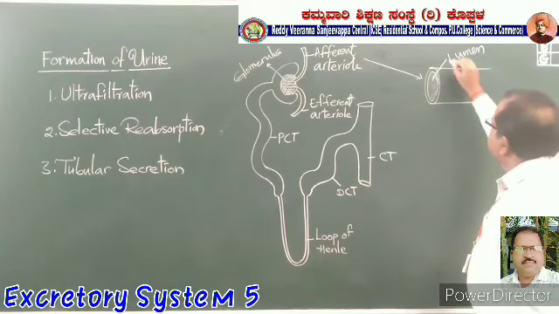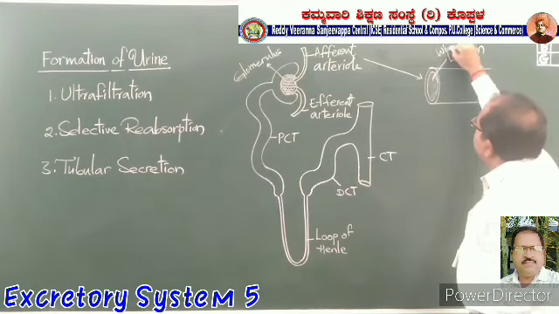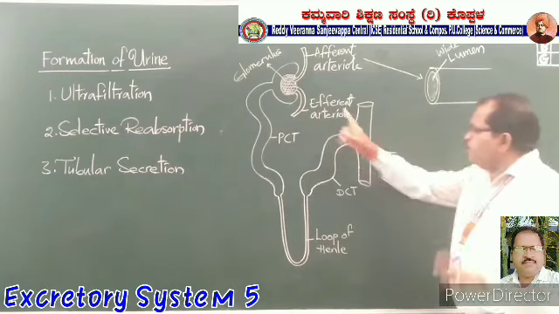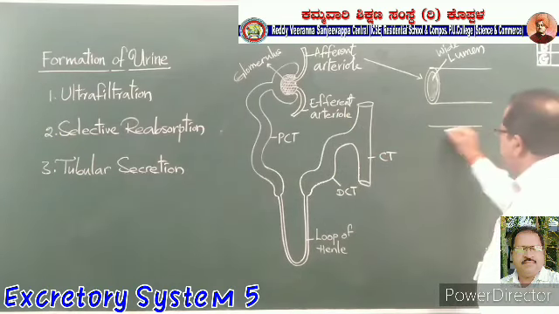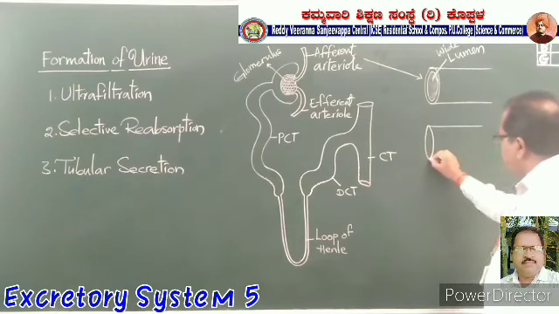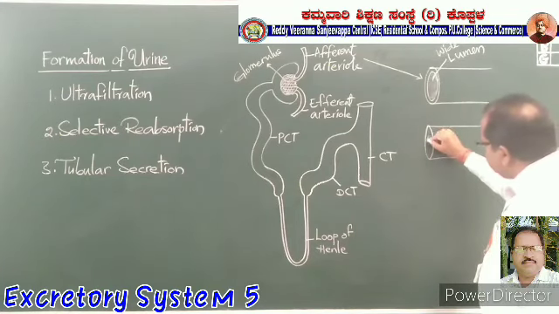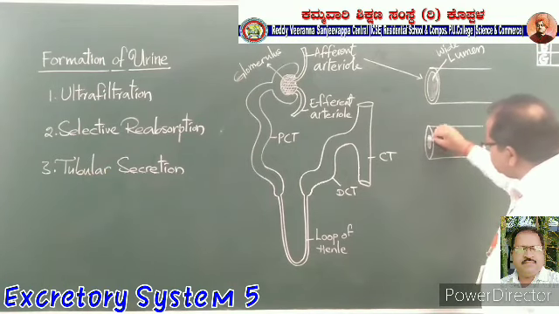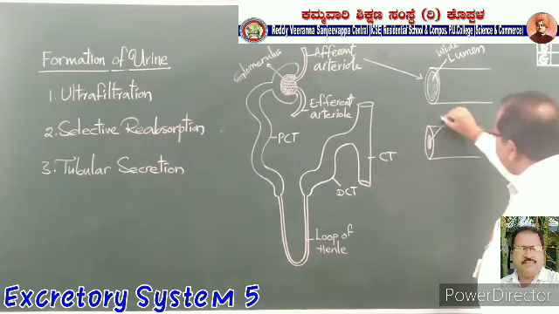This is a wide lumen. Whereas the lumen of the efferent arteriole, if you take the other arteriole, the efferent arteriole, is narrow. You can see the structure here. This is a narrow lumen.